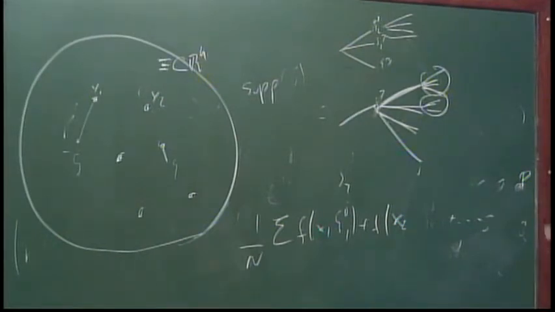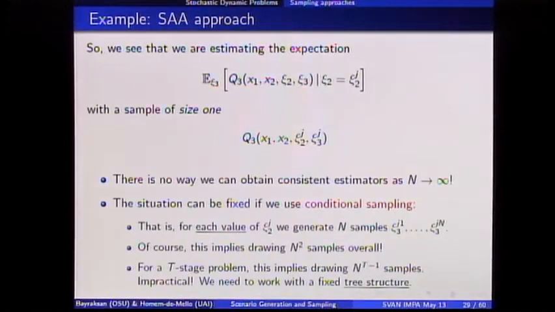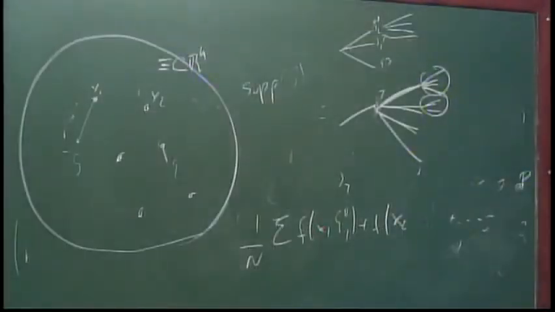Now, in the particular case, and we're going to talk about that soon, where the random variables at each stage are independent, then it's much easier. If there's no actual dependence between these random variables, and what you observe in period 3 does not depend on what you saw in period 2, then you can generate them independently, and it's a far easier problem. But the problem here is that you have to draw one sample for each possible value of C2.